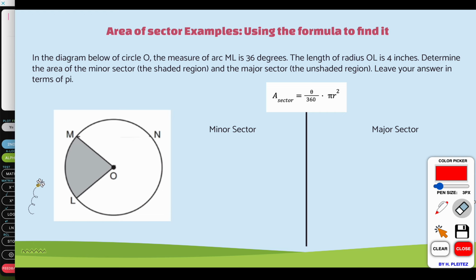So in the diagram below of circle O, the measure of arc ML is 36 degrees. The radius OL is 4 inches, and it wants us to find the area of the minor sector and the major sector. And it wants us to leave our answers in terms of pi. So a couple of things here. Remember, we have to remember that arc measure is congruent to the central angle.